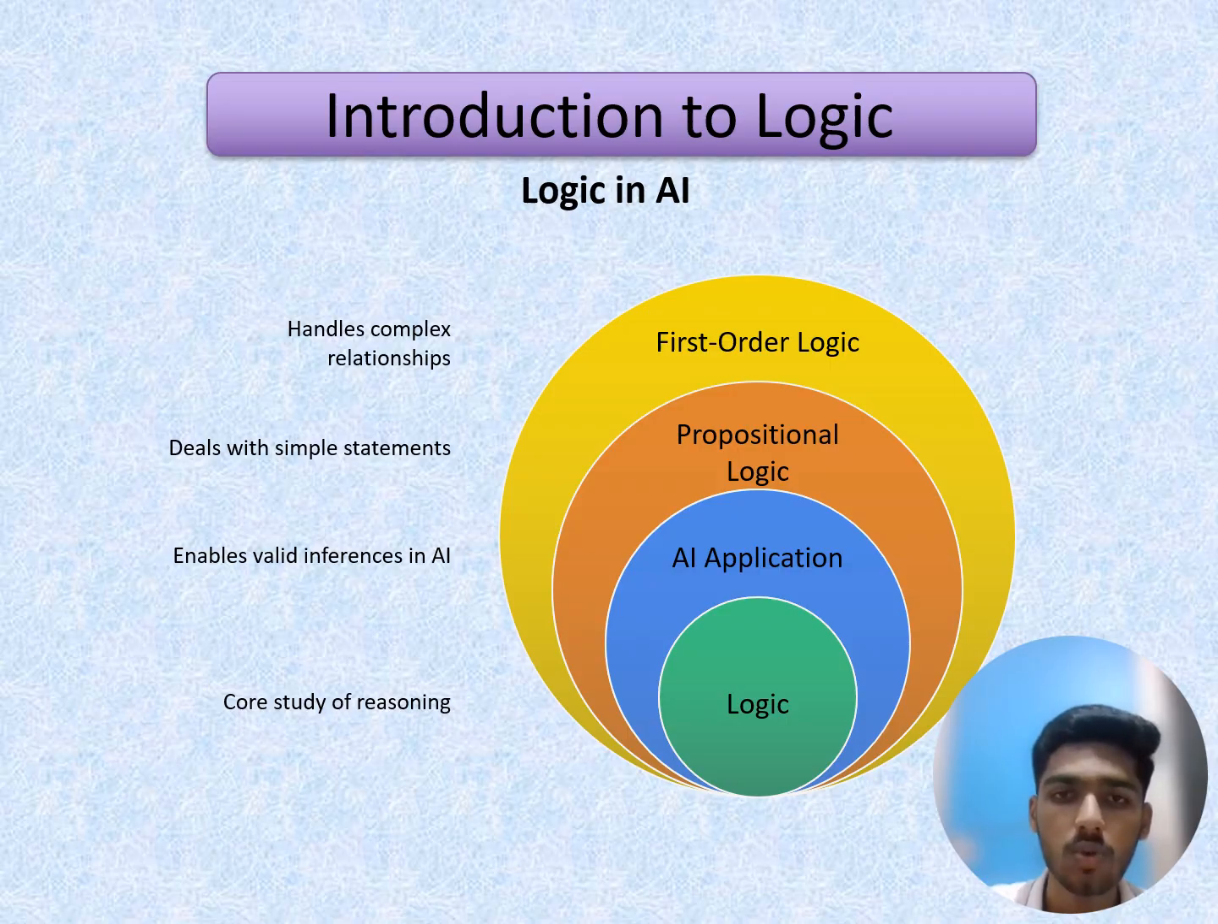Let's see Introduction to Logic. So let's take a look at the big picture. Everything starts with logic, which is the core study of reasoning. In artificial intelligence, we use logic to build systems that can make valid inferences, meaning to draw correct conclusions from data. As you can see from this chart, this branches into two main paths we will discuss today. First, propositional logic, which deals with simple basic statements, and second, first order logic, which is much more advanced and can handle complex relationships. We will start with the simple one first.